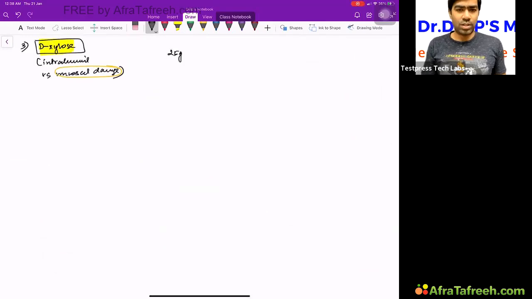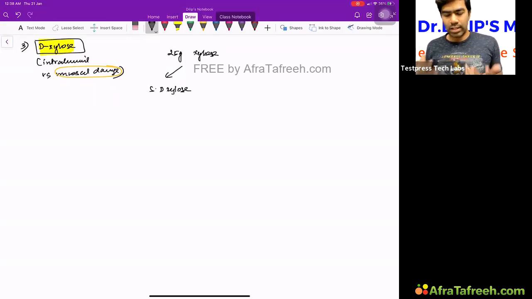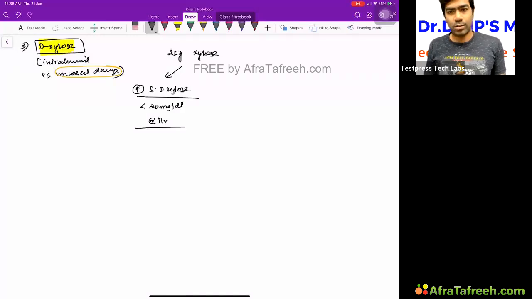25 grams of D-xylose is given. Once you give this, D-xylose will be absorbed from the small intestine. Typically, it's absorbed from the proximal intestine, but nevertheless, don't worry about that. And of course, your serum D-xylose should increase, because if there is a normal mucosa, definitely it will be absorbed and the serum D-xylose should increase. If the increment in the serum D-xylose is less than 20 milligrams per deciliter at 1 hour after giving D-xylose, it is considered a positive test, which means the patient is having some mucosal damage for sure.